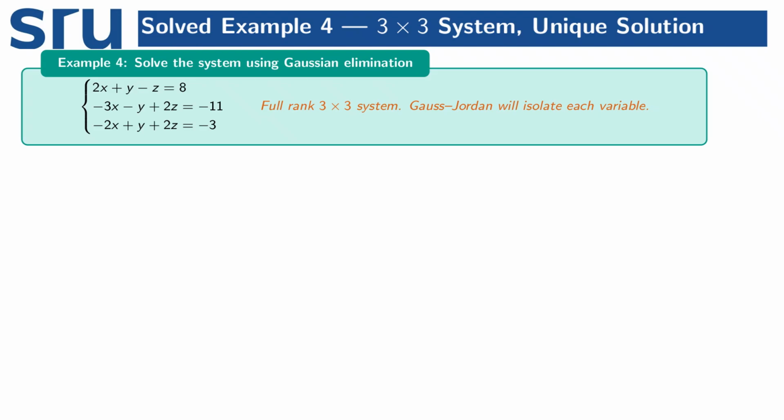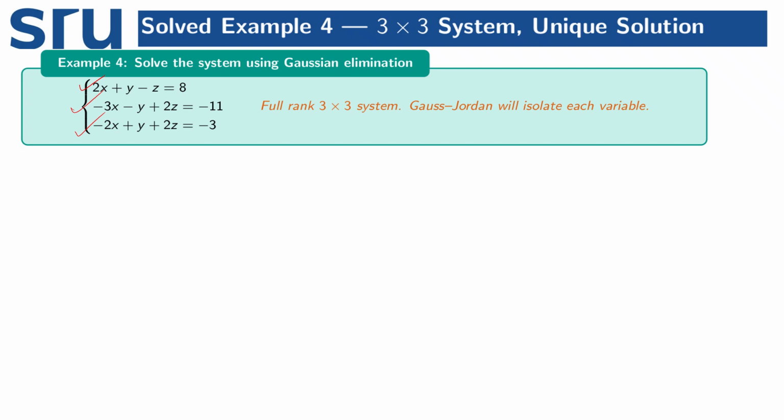Now, let us read the question carefully. The first equation is 2x plus y minus z equal to 8. The second equation is minus 3x minus y plus 2z equal to minus 11. The third equation is minus 2x plus y plus 2z equal to minus 3.